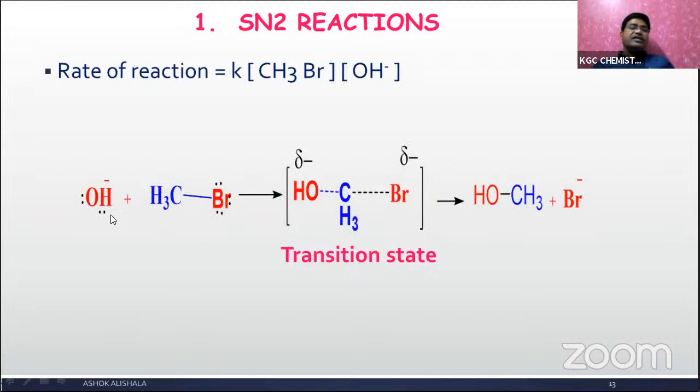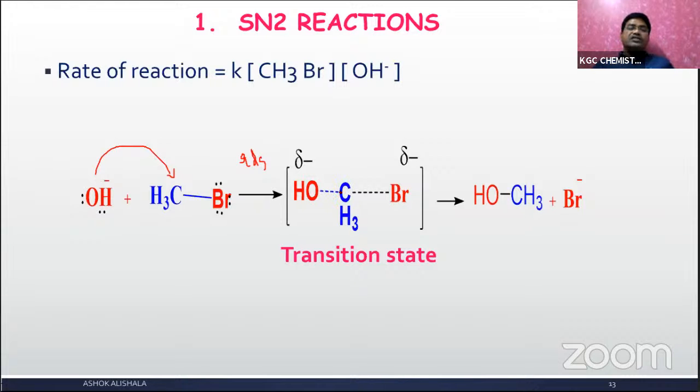And see, this is going to be the reaction. This is going to be the RDS. I think you know what is RDS, rate determining step. This is going to be the RDS step, and it involves both of these two. First of all, it attacks on this carbon. A new bond is formed between the oxygen of OH and carbon, and this bond is going to weaken and lengthen. Here, this is the carbon-bromine bond. Some bond length is there, that you know.